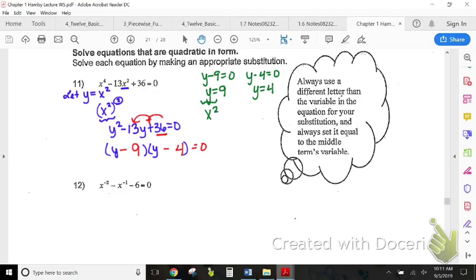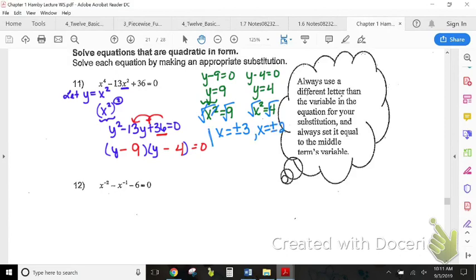So this is x squared equals 9 and x squared equals 4. So how can I solve for x? Okay, square root it. And so when I take the square root of 9, what do I get? Yeah, plus or minus what? 3. And then take the square root of the 4 and we get?